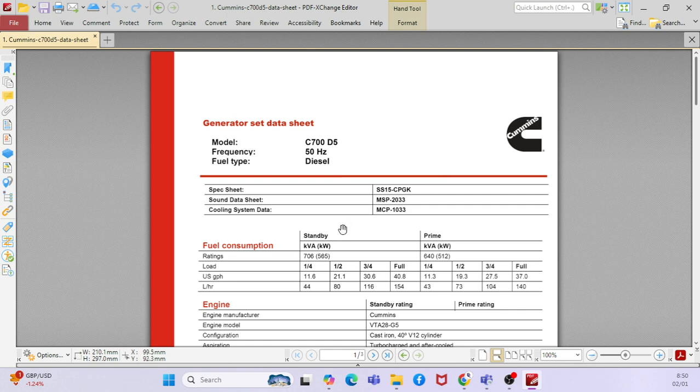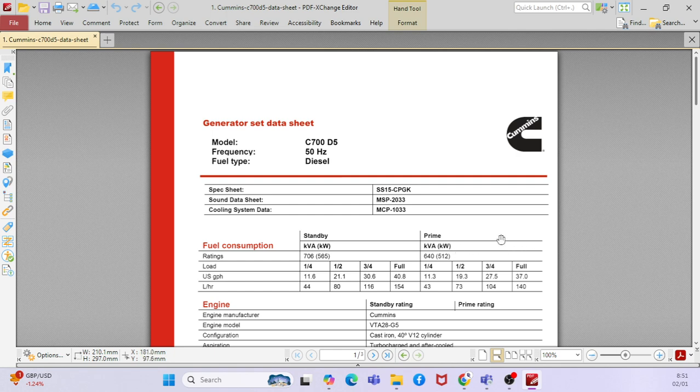Say for example, I will explain in a different scenario. As I said, you have a specific capacity of the generator. Assume that you have 1000 kVA, or 750 kVA. Now, how the capacity will vary depends upon the standby, prime, and continuous rating. I will tell you with an example.